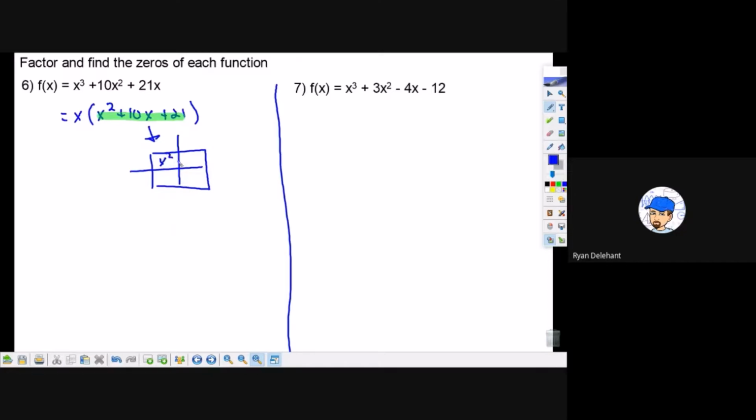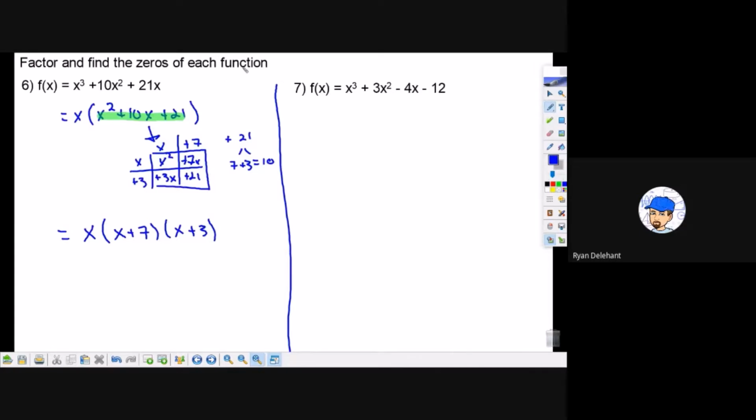So we get x squared here and a 21. And we're looking for the factors of 21 that add to 10. So that has to be 7 and 3. So that means this should be a 7x and this should be a 3x. So this leaves us plus 7, x, x, and a plus 3. So all factored down, this is x times (x plus 7) times (x plus 3).